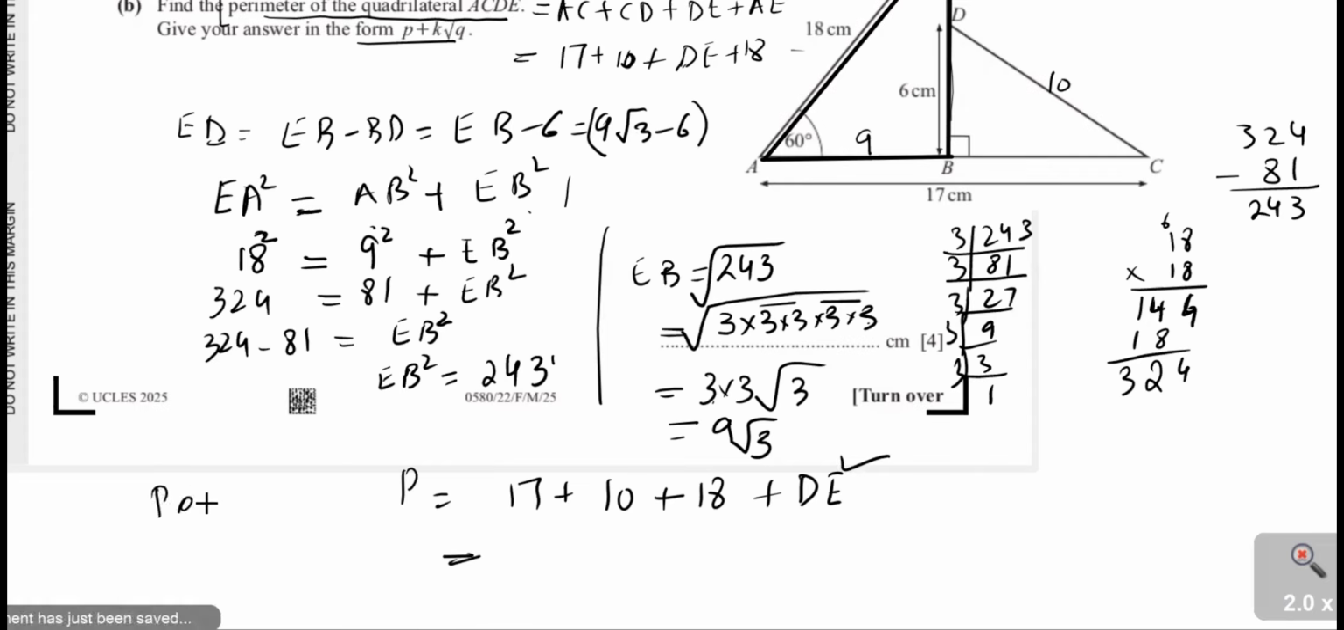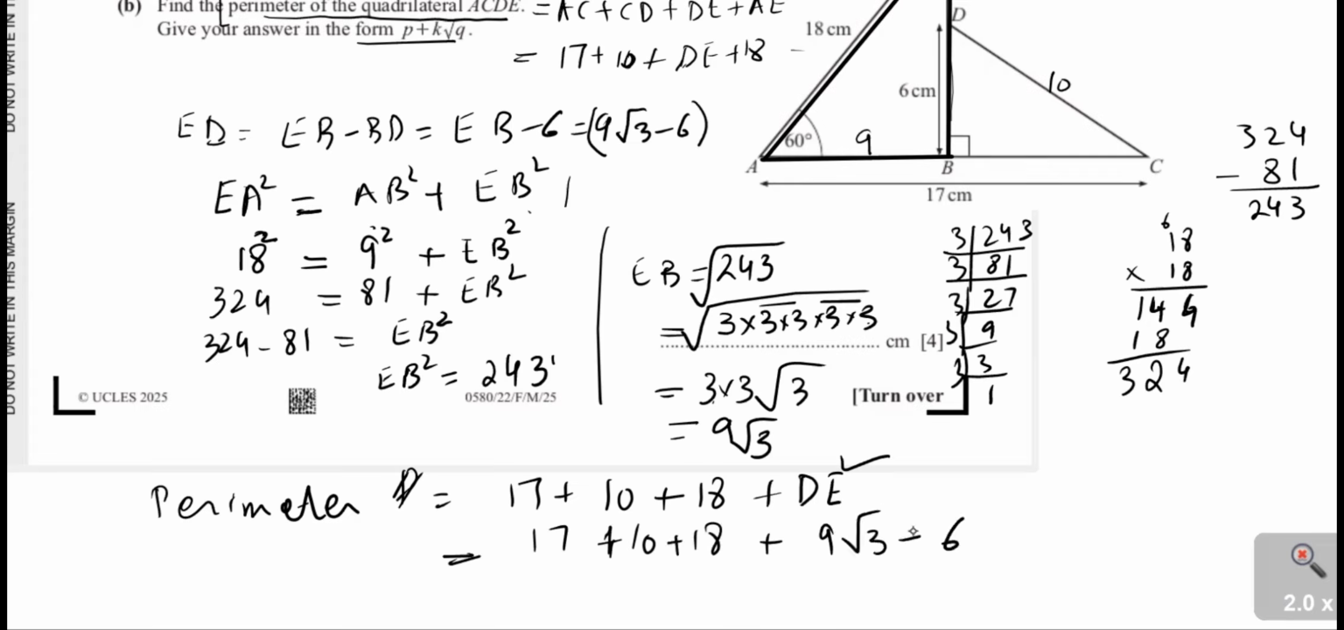The perimeter of this figure will be 17 plus 10 plus 18 plus 9 square root 3 minus 6, and this value will be equal to 17 plus 10, 27, 27 plus 18 minus 6 is 12, 27 plus 12 is 39. 39 plus 9 under root 3 is the perimeter of this figure.